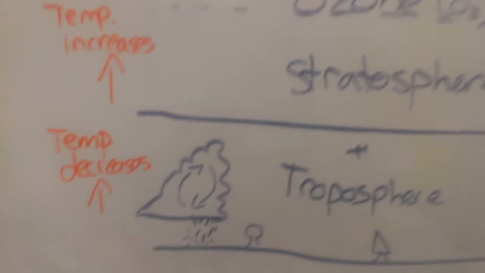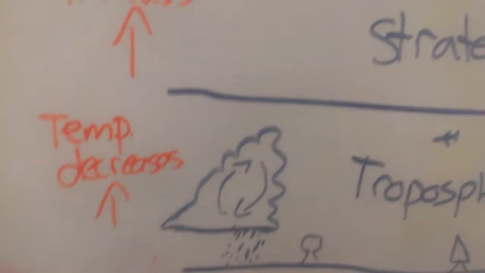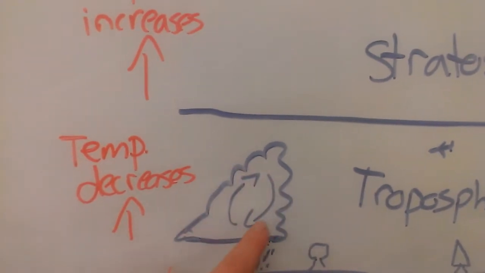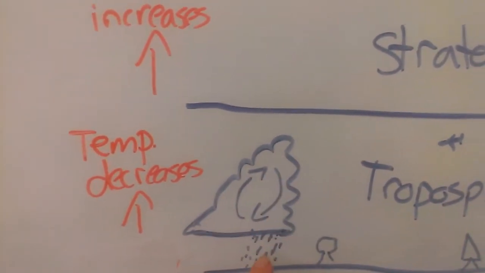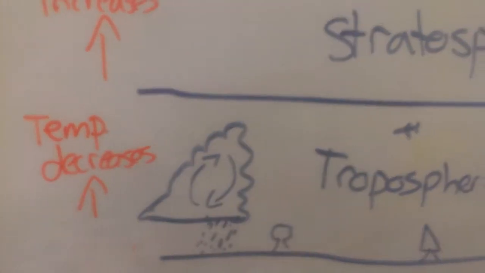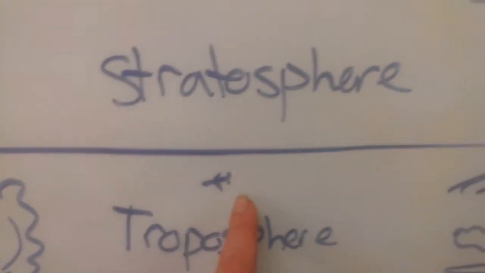So our first cloud here is a cumulonimbus cloud. Notice the convection cells are moving air in the cumulonimbus cloud to make our hail and our dangerous low pressure system that can create tornadoes and hurricanes. We can fly in the troposphere.